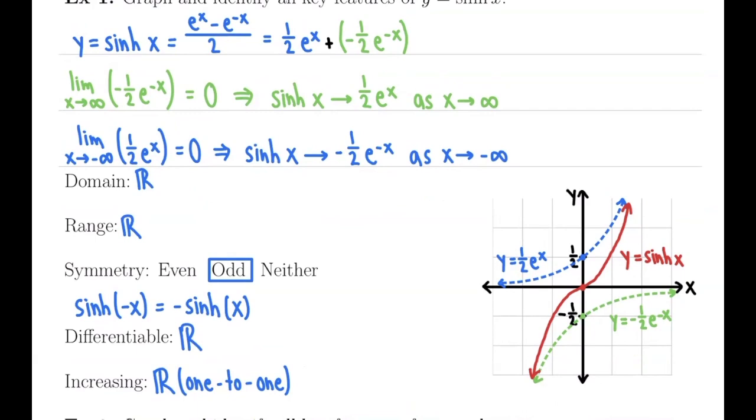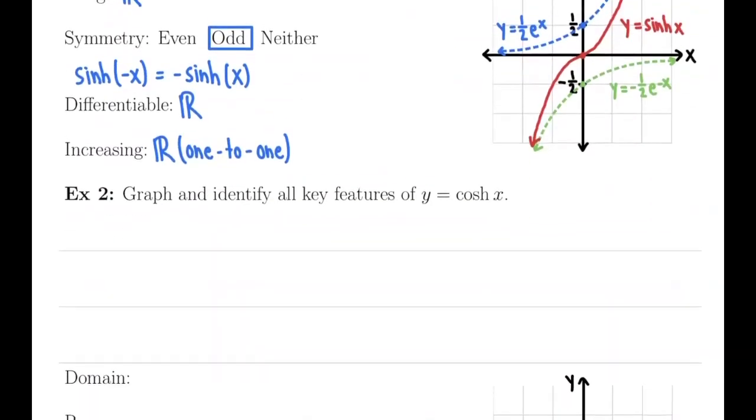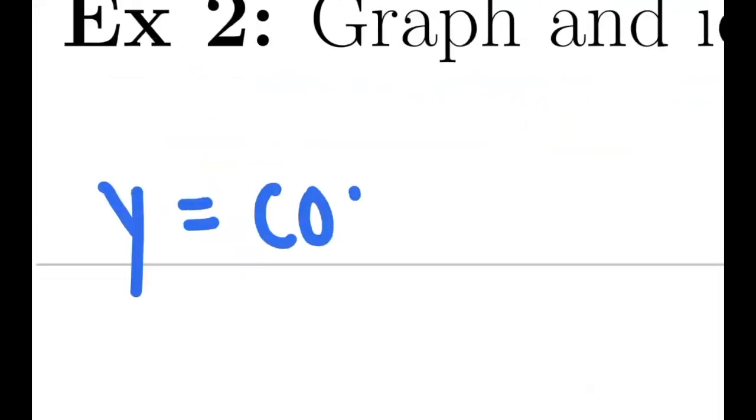Cosh is slightly easier to graph, I think. So let's graph cosh. Let me write the definition of cosh first. So y equals cosh of x.